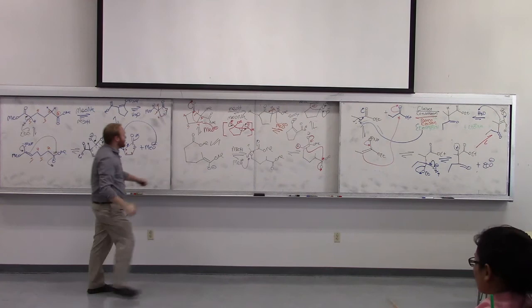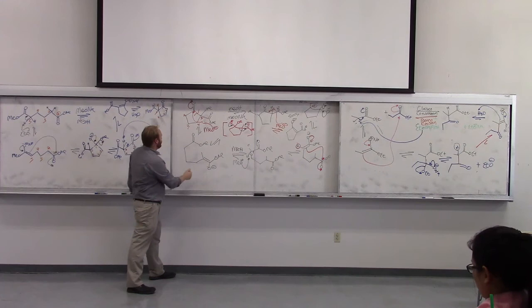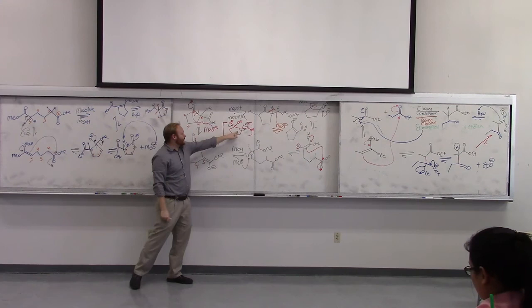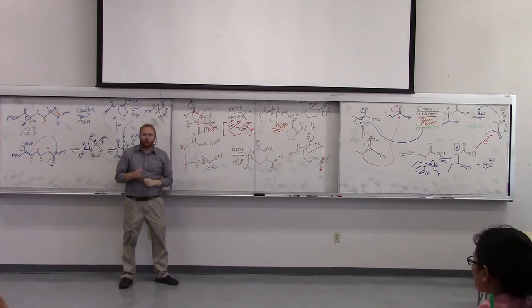So, 1, 2, 3, 4, 5. And in this case, it will be 1, 2, 3, 4, 5. So the first step is methanol adding in to give us a tetrahedral intermediate, which gives us a retro-Claisen that breaks the bond between 1 and 5.